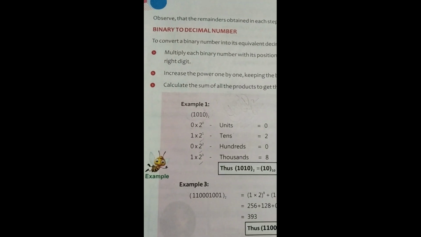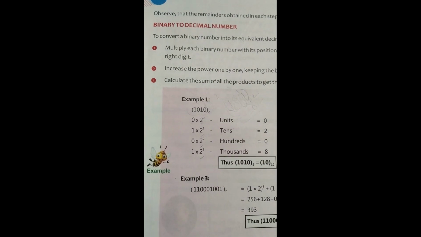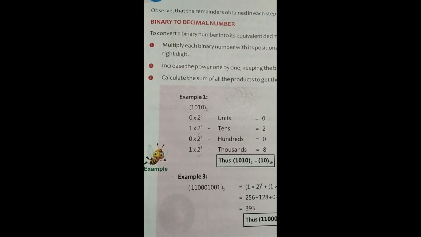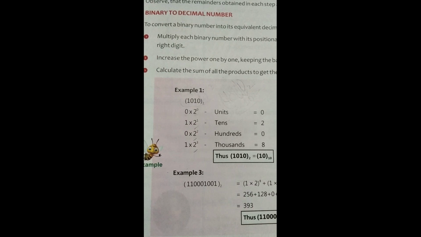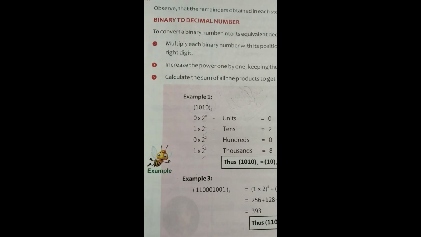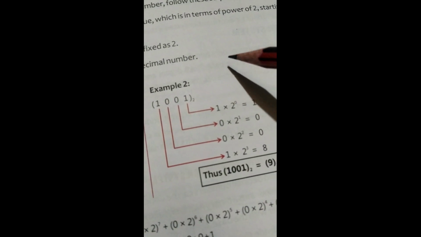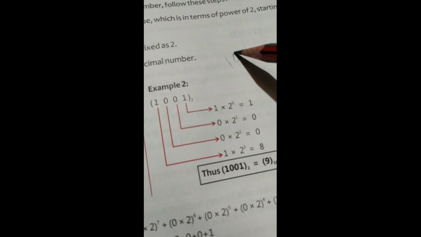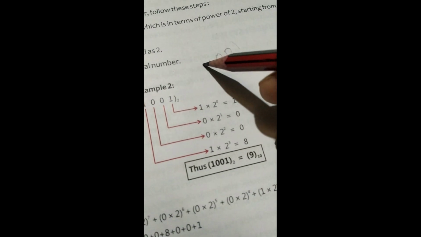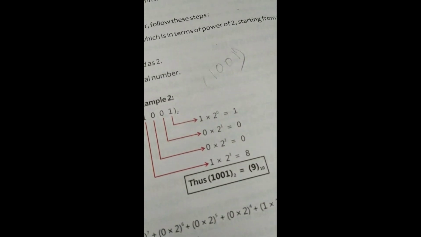Next is binary to decimal number conversion. Again, we have to perform some steps. First of all, we have to note down the positional value of each binary digit. Suppose we have 1001. This is a binary number.